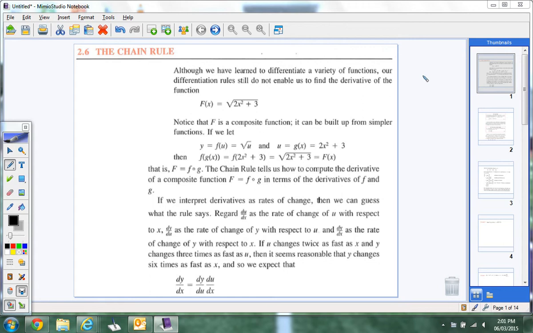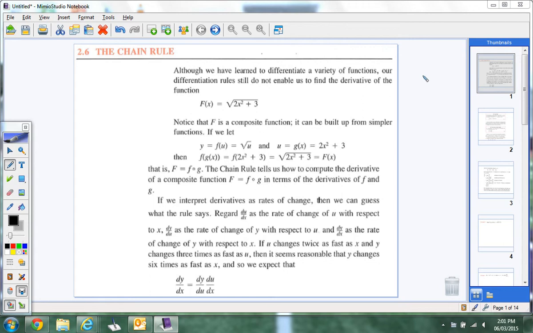Although we've learned to differentiate a variety of functions, our differentiation rules still do not enable us to find the derivative of the function square root of 2x squared plus 3. We can't do that because there's something inside. We can do the square root of x because we can make that x to the 1/2. Well, we could make this (2x squared plus 3) to the 1/2, but you can't ignore that the inside is no longer just an x. And that's what the chain rule is going to deal with today.